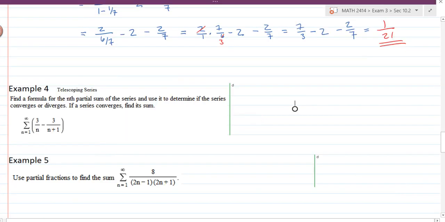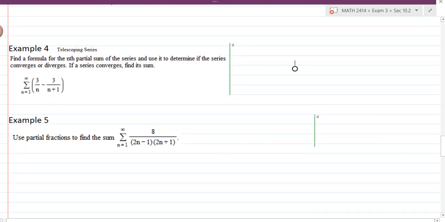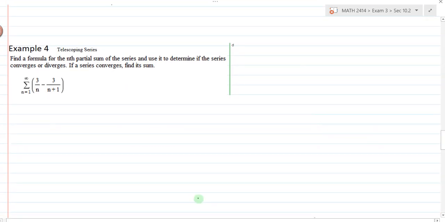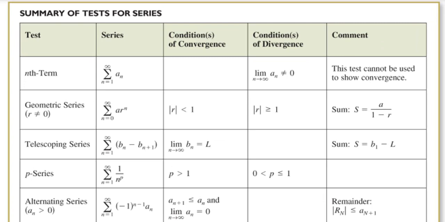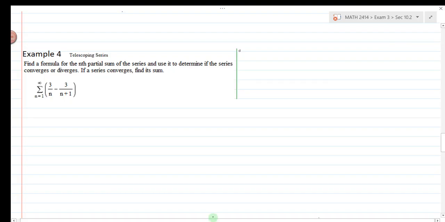Yes, good. The last type of series we're going to look at is a telescoping series. And I believe the telescoping series are on your cheat sheet as well. Let's look there right quick. Yes, the telescoping series. They can be written as the sum of the difference of two sequences. And they're going to converge if the limit of the nth term is equal to some number. The sum would be b sub 1 minus that limit. This is more confusing than what I'm going to show you here in the notes.